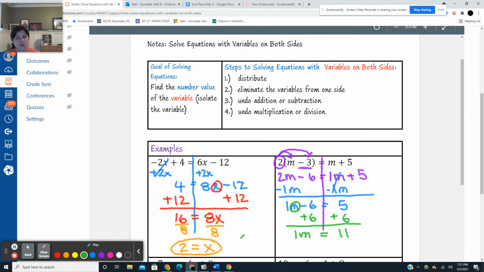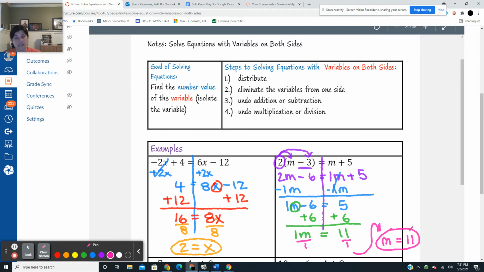If you weren't sure, let's think about this. M is attached to a times 1. So in order to eliminate a times 1, we would divide by 1. But any number divided by 1 is itself. So we would end up with m equals 11. This last step you don't have to do. When you get to the green step, if you recognize that you're done, you can just stop and know that your answer is m equals 11.